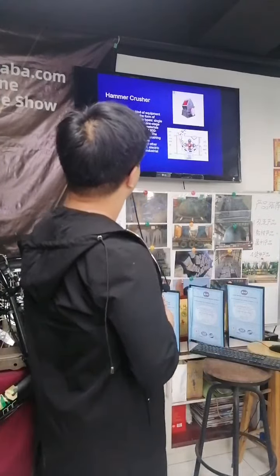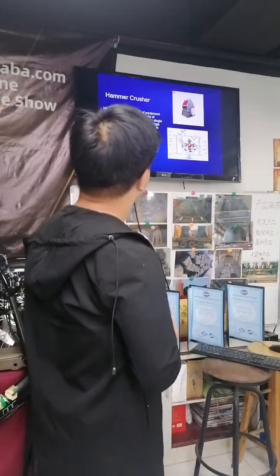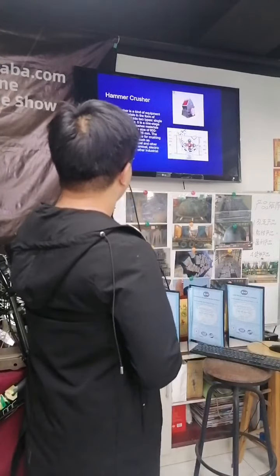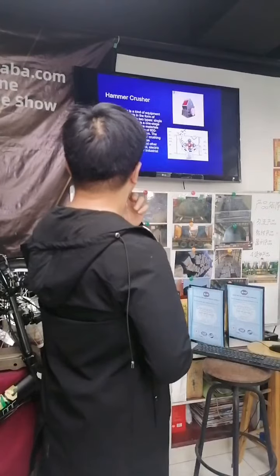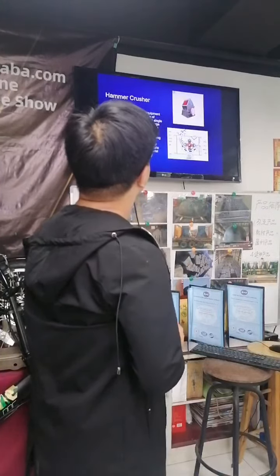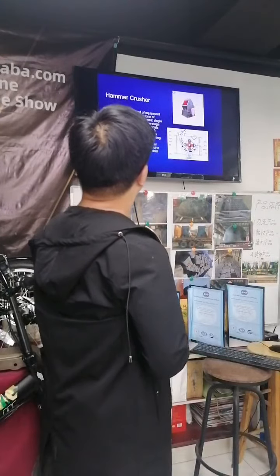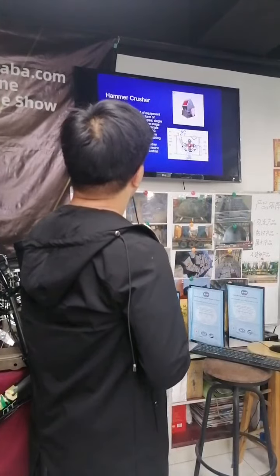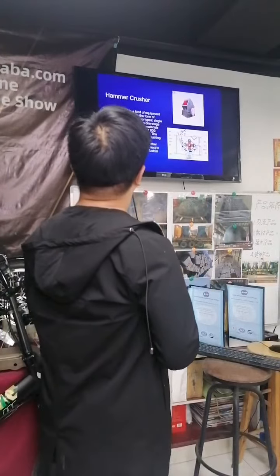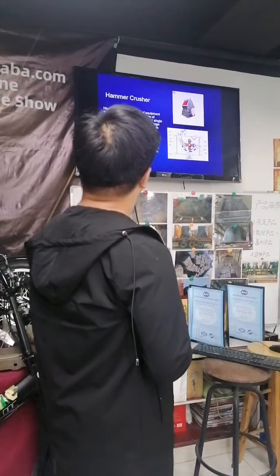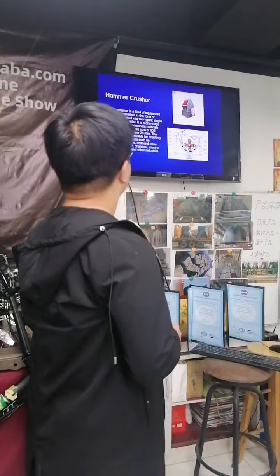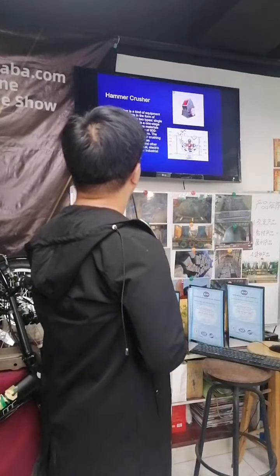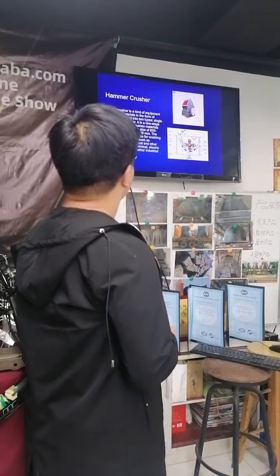Next is the hammer crusher. The hammer crusher is a kind of equipment for crushing materials in the form of impact. It is divided into two types: single rotor and double rotor. It is a one-stage crusher that directly crushes materials of a given particle size. The hammer crusher is suitable for crushing medium hard materials such as limestone, slag, coal, and other materials in cement, chemical, electrical power, water and other industrial systems.